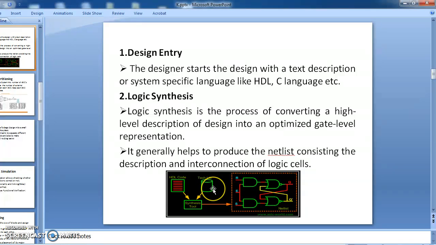In this figure, a synthesis tool is used to convert from HDL to netlist form. Xilinx, Encounter RTL and Precision RTL are the mostly used synthesis tools.